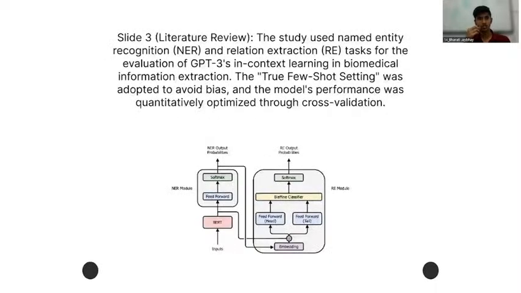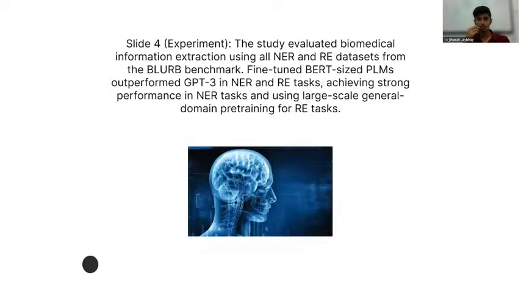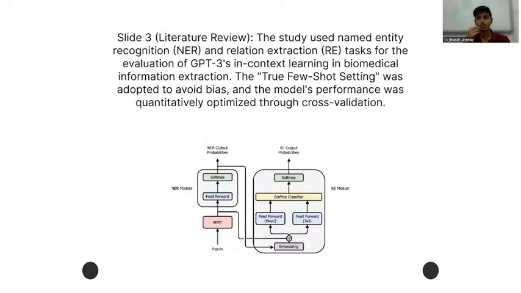practitioners. Slide. Literature review. The study used named entity recognition and relation extraction tasks for the evaluation of GPT-3 in-context learning for biomedical information extraction. The true few-shot setting was adopted to avoid bias, and model performance was quantitatively assessed through cross validation.